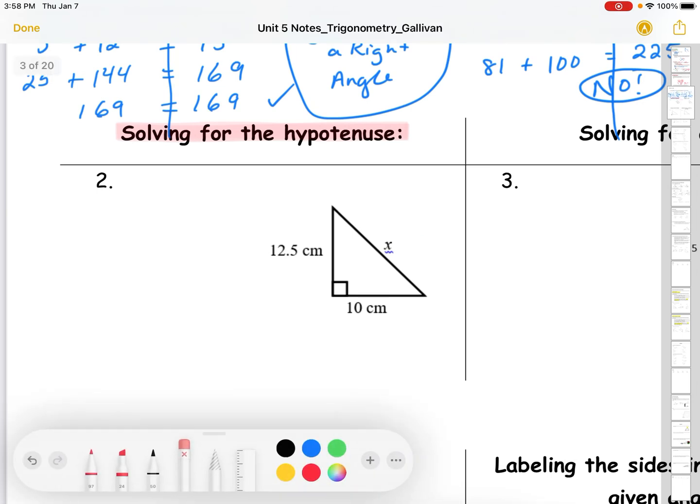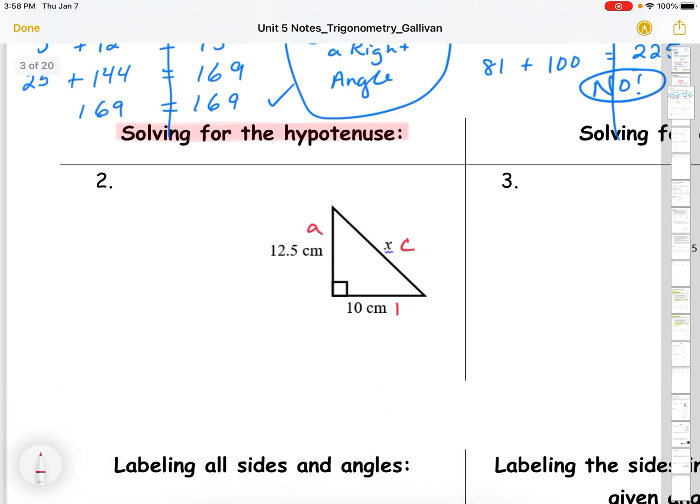Then this can be a and this can be b. All right, so we're looking for c squared. We know a squared plus b squared equals c squared. Well, a is 12.5 squared plus b is 10 squared, and that's equal to x squared. We're looking for x, right?